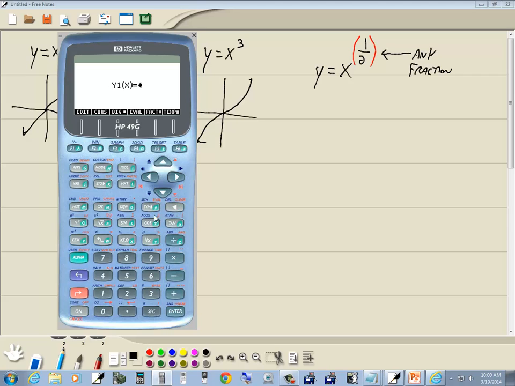And get rid of those. Okay, now we're going to do an X. And then Y to the X. Now notice I'm up in exponent mode. So I do 1 divided by 2. And I do not have to worry about putting parentheses around the exponent because it's already up in exponent. So it's kind of a neat feature of the HP49G.